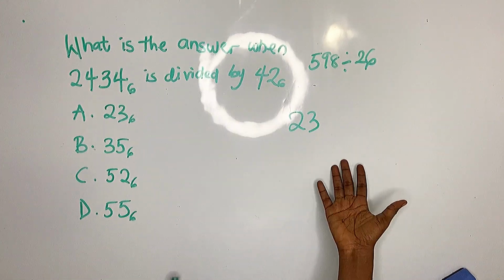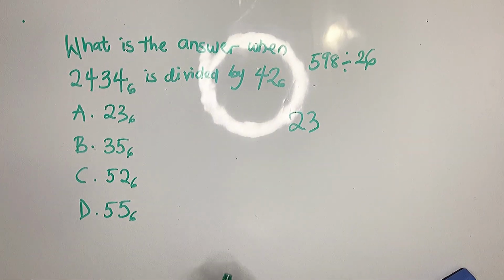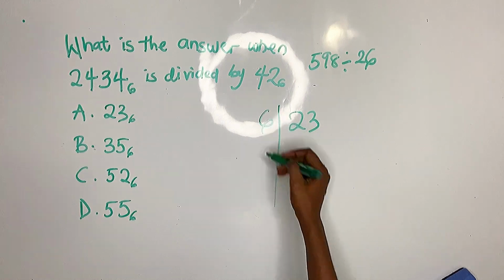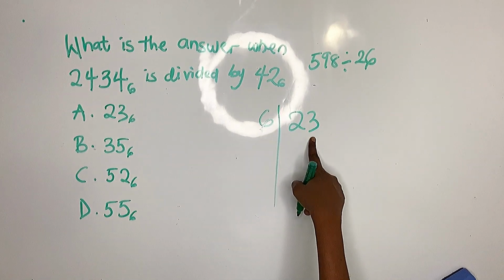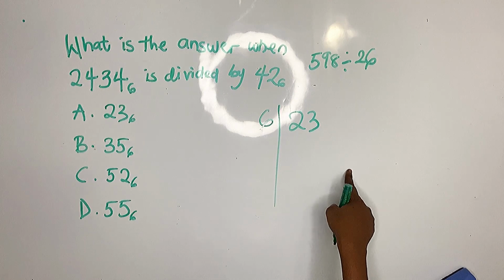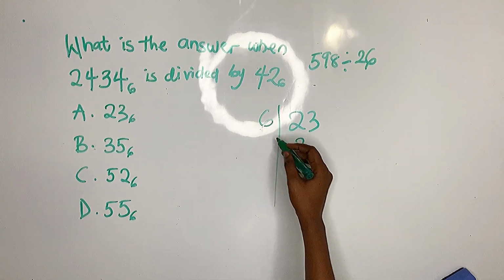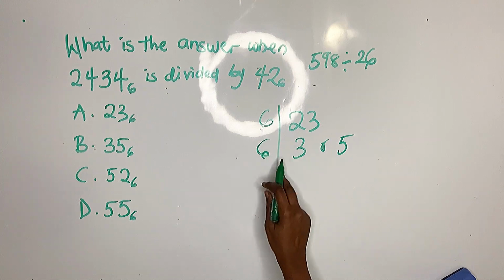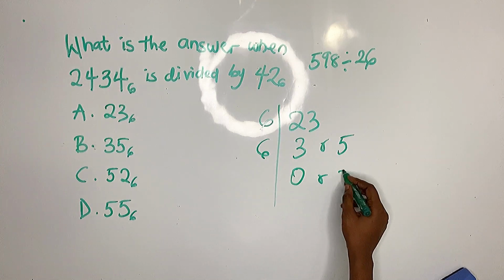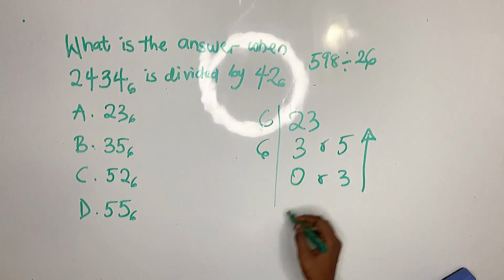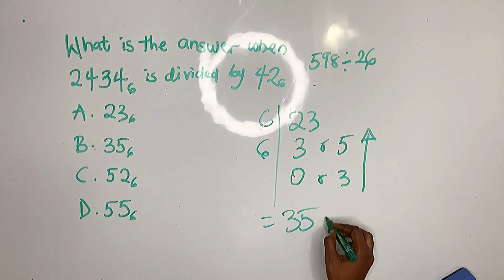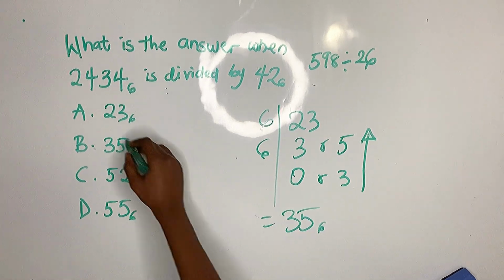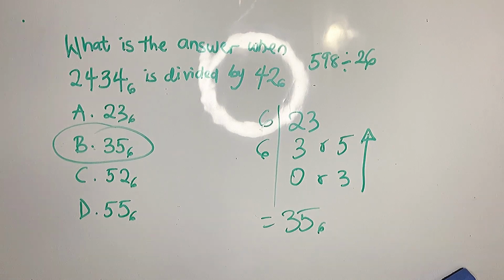When converting a base 10 number to another base, you divide by that base. So 23 divided by 6. How many 6s are we going to find in 23? I know that 6 times 4 is 24, so it's already passed. So I'll use 3. 6 times 3 is 18. That should leave me a remainder of 5. 6 here cannot go, so we have 0 remainder 3. We take it up like this. We are left with 35 base 6.